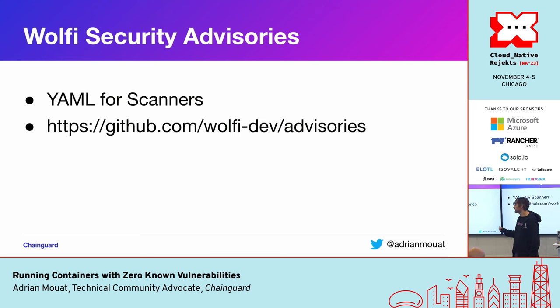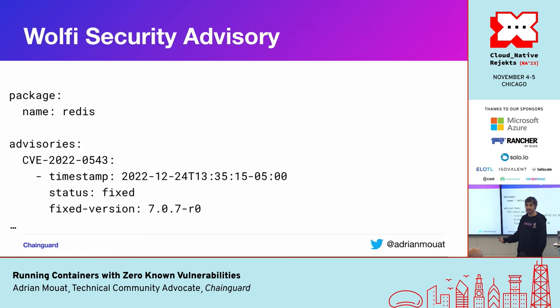So back to the security advisories. Security advisories are just YAML files. You can go and check out our advisories at github.com/wolfi-dev/advisories. They basically look something like this. We've got a package name. This is the Redis advisory. It looks similar today, there might be a few more advisories and so on. But you'll see here CVE-2022-0543, and we've marked it as fixed, with a version and a timestamp. So when the scanner scanned our version of the image, it could see this and say, okay, it's not vulnerable to this.